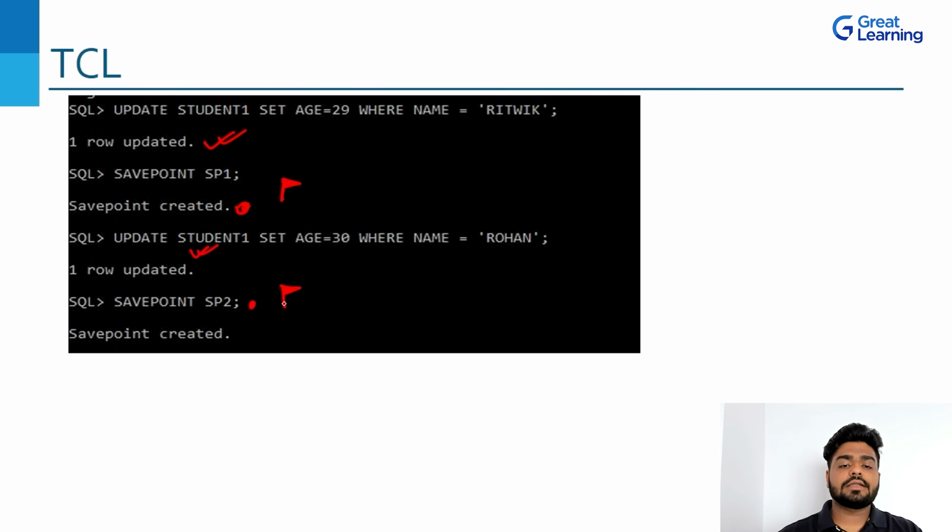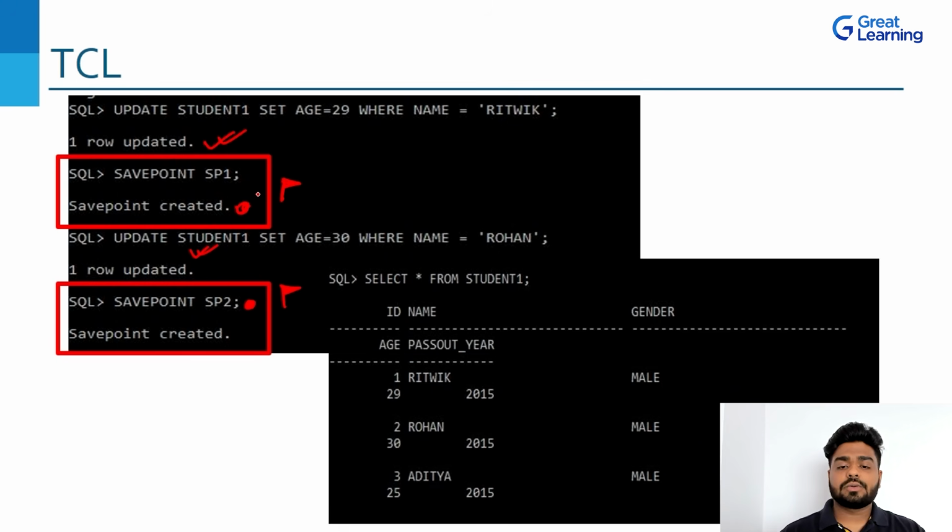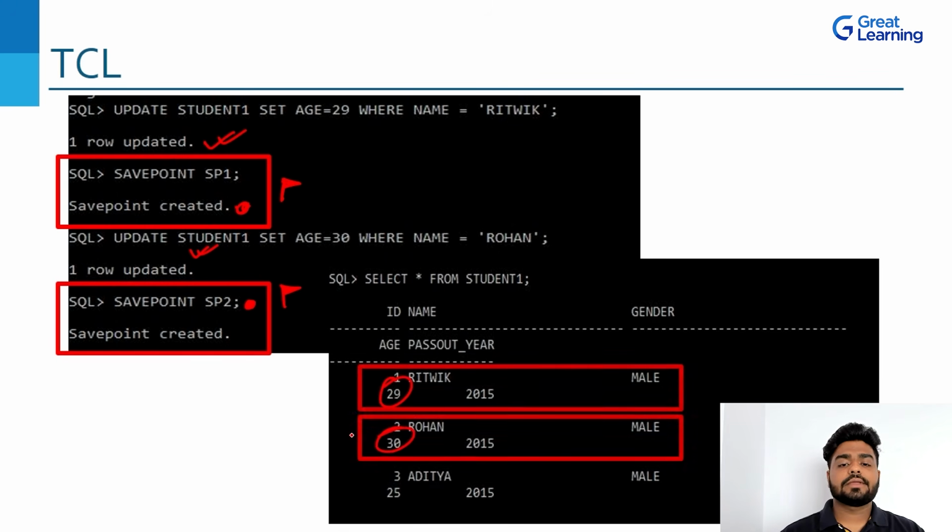Right? So I have again raised a flag here. Why am I raising a flag? Because I am not sure whether the age is 30 for Rohan or 29 for Ritvik. It can be something else, and I can come back and roll back these particular statements. So those are save points. Now you can see here that this has been changed, right?